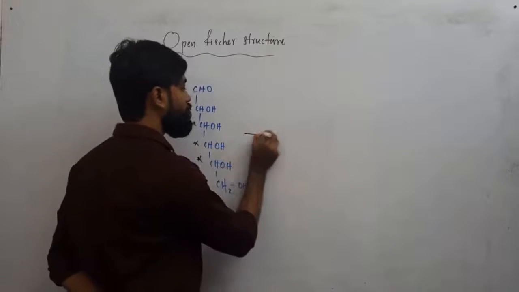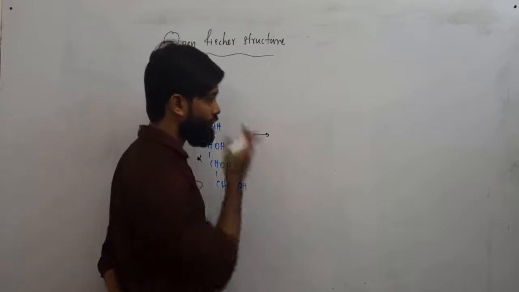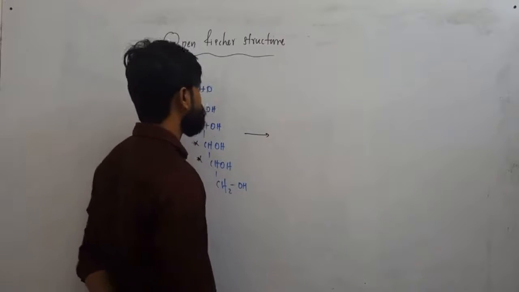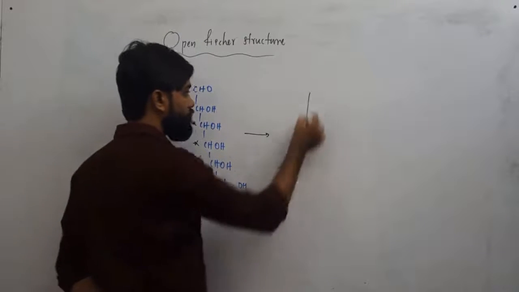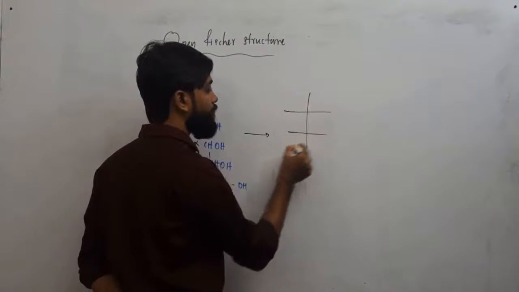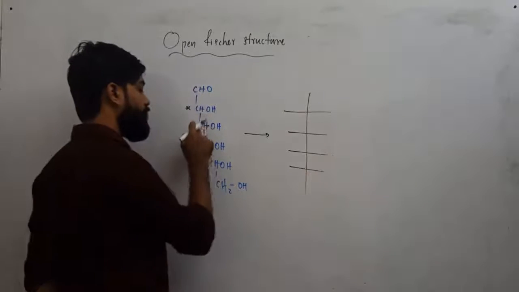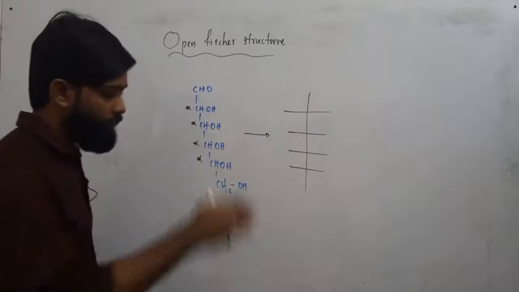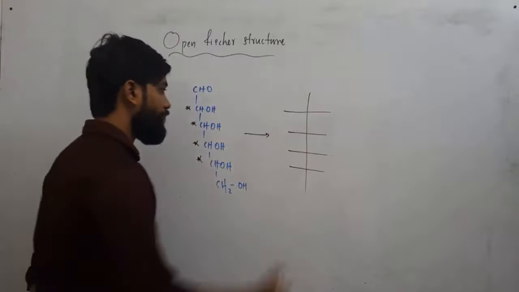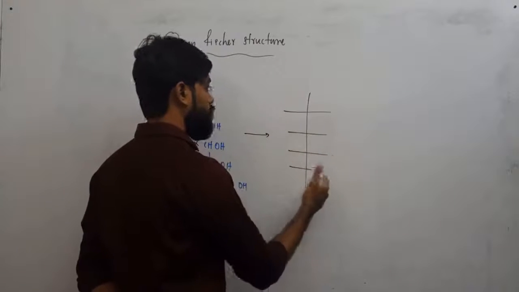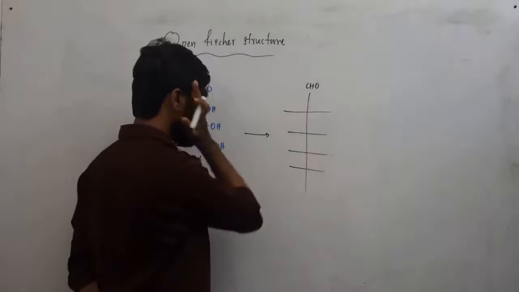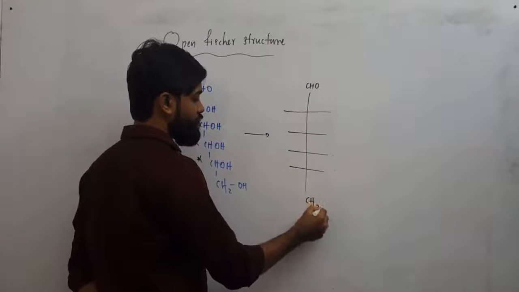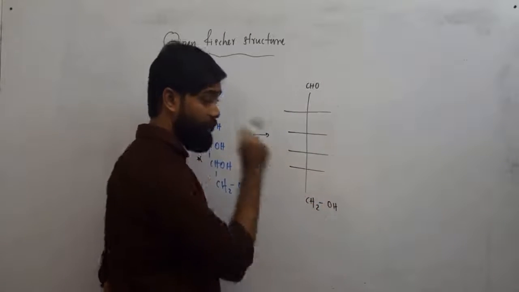These four are chiral carbons, ready? So let me convert this into the open Fischer structure. Okay, this is the open normal structure. Convert this into the open Fischer structure. Since there are four chiral carbons, four asymmetric carbons, we have to represent four junctions like this, where the top is the aldehyde carbon CHO and the bottom one is CH2OH. Ready? Okay.